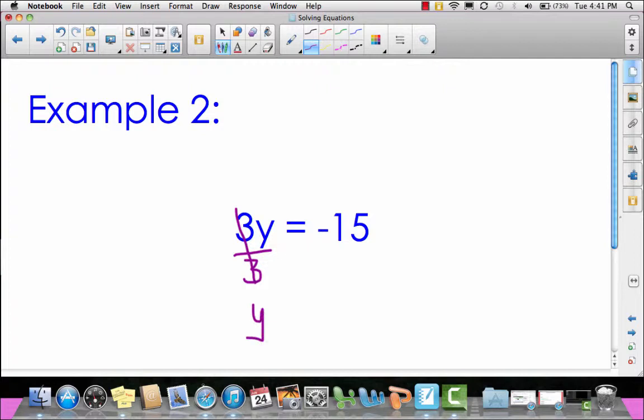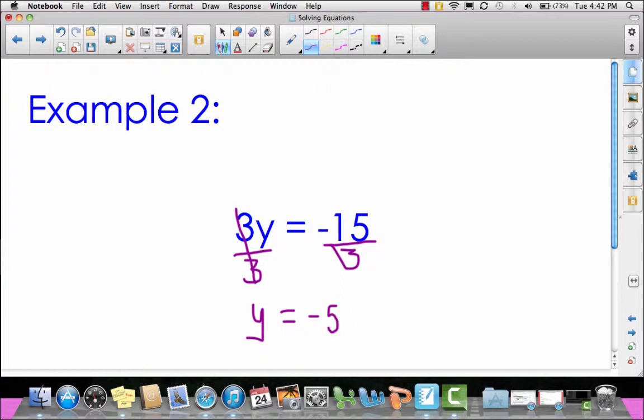And again, because it's an equation and it has to stay balanced, if I divide the left side by 3, I need to complete division by negative 3 on the right side as well. And 15 divided by 3, negative 15 divided by 3 is a negative 5. So my final answer will be y equals negative 5.